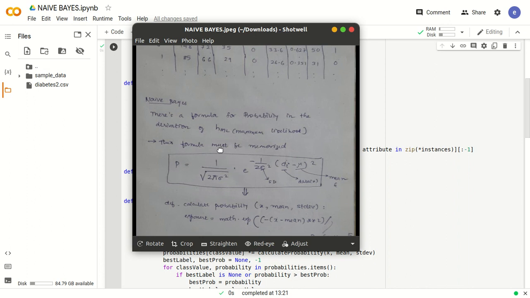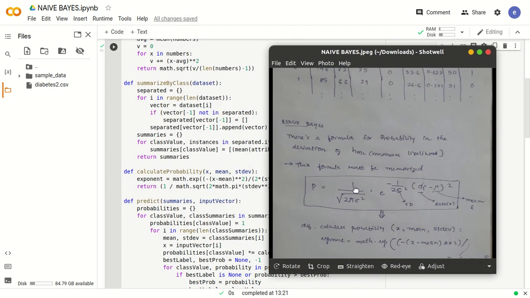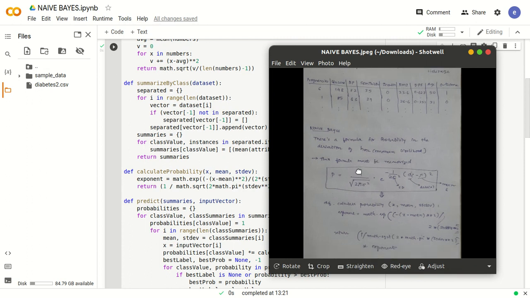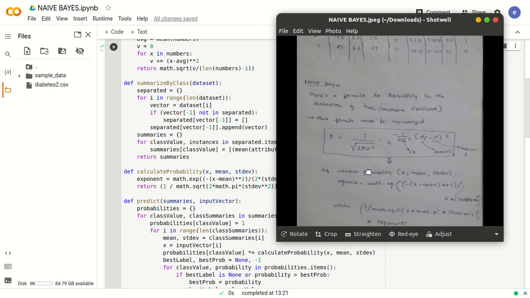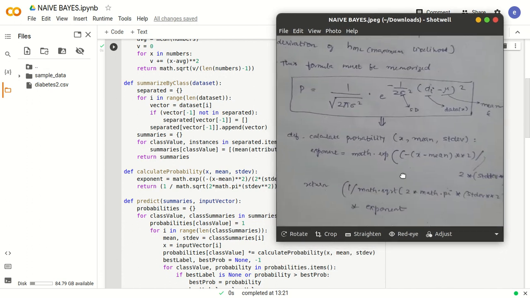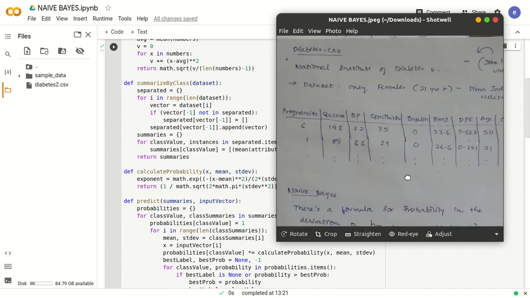The formula goes like this: it is 1 by square root of 2 pi sigma square, where sigma is the standard deviation, into e power minus 1 by 2 sigma square multiplied by (x minus mu) whole square. Here mu is the mean. So if we remember this formula, writing this program becomes a lot easier. And in this function, calculate probability, we are just translating this mathematical formula into Python code, and the same is written here. We will understand this while understanding the code. So that was the introduction for the program.